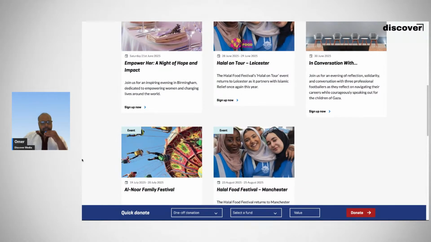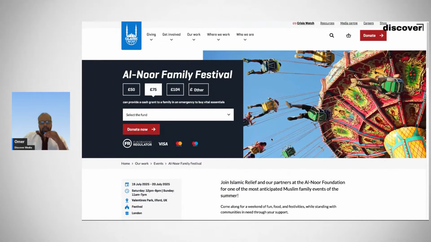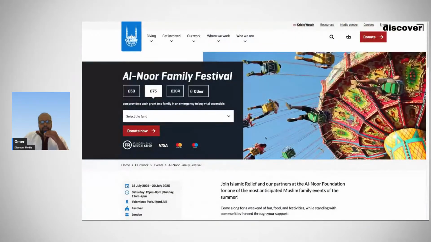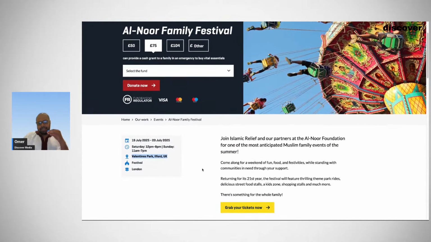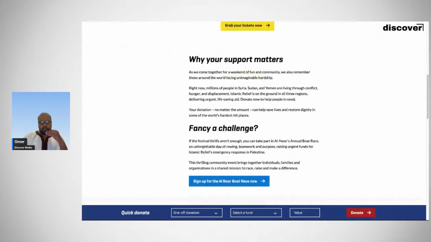And then you've got a Noor Family Festival. This is open for everyone. I have worked on this one, and you will get a list of sponsorships and charities getting involved. I think it's in East London. Yes, it's in Ilford, and other charities are there. You can take a stall, or you can be the main sponsor. Islamic Relief has been the main sponsor for a while now.